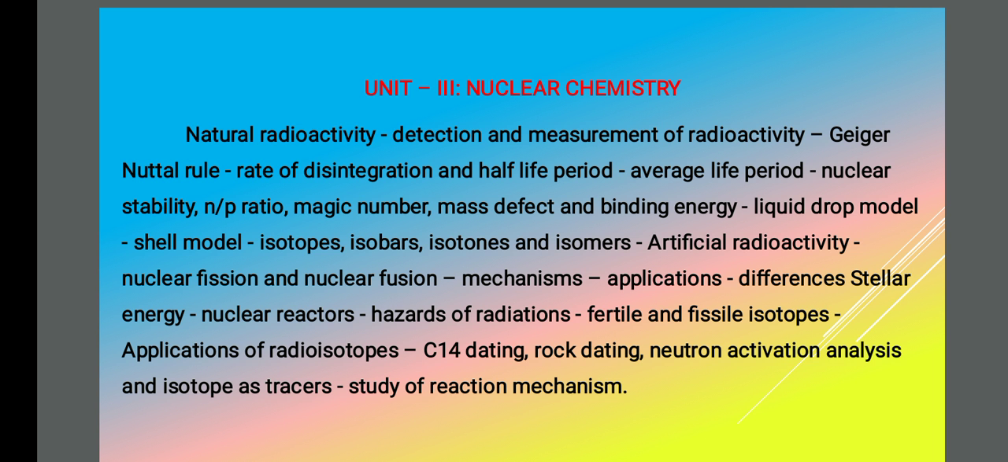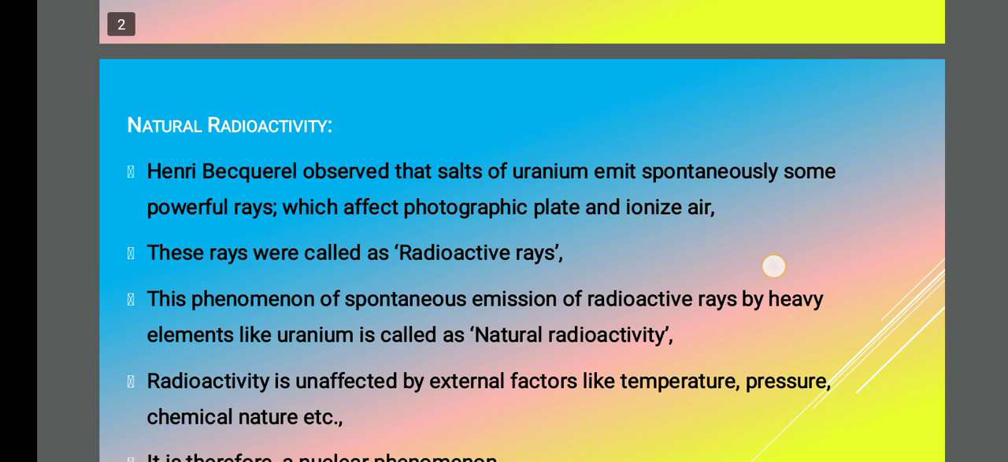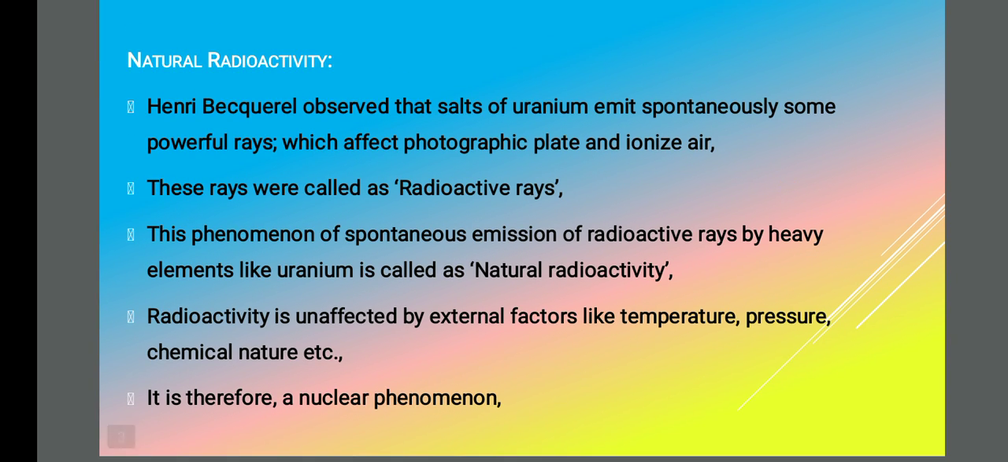So this is the syllabus of nuclear chemistry, and for today's class we are going to see what is radioactivity and how to detect and measure radioactivity using Geiger-Müller counter. So this is the topic you are going to see for today's class. I'll start with natural radioactivity, and I am going to explain the detection and measurement of radioactivity using Geiger-Müller counter. Okay, so first we can see what is said to be natural radioactivity.